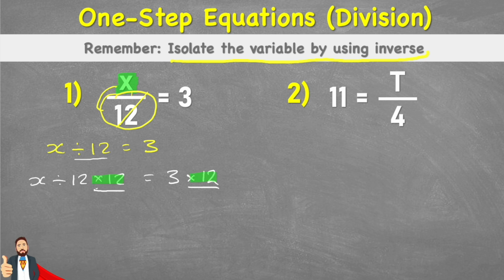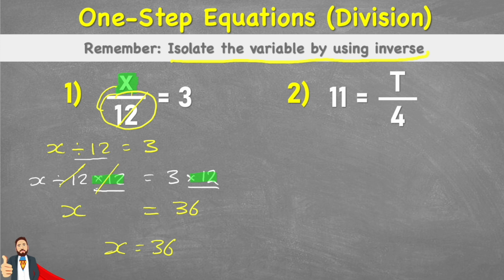And what that does is it means that I can now get rid of this divide by 12, because divide by 12 times 12 effectively equals 0. So my next line would read x, and then divide by 12 times 12 is 0, so I don't need to put anything there. So x equals 3 times 12, which is 36. And there we go, x equals 36.